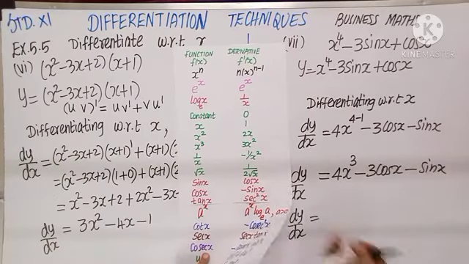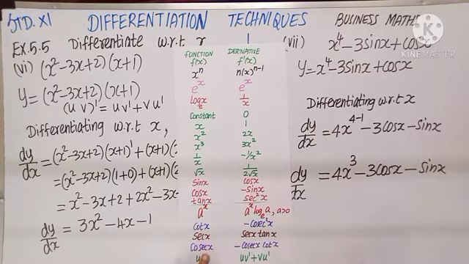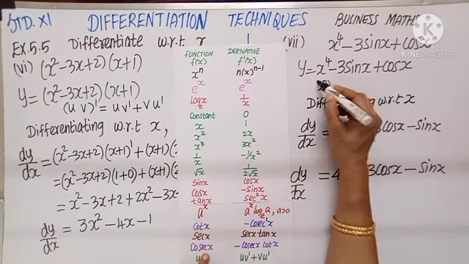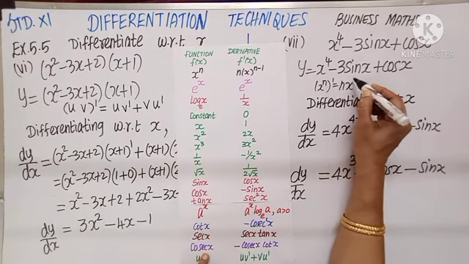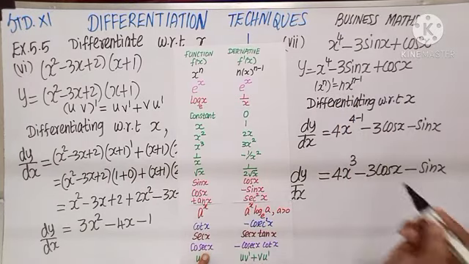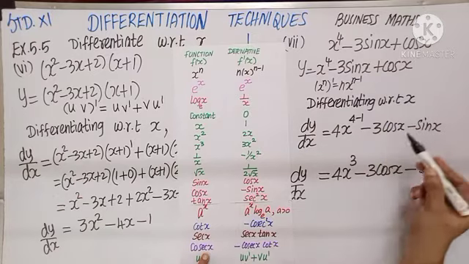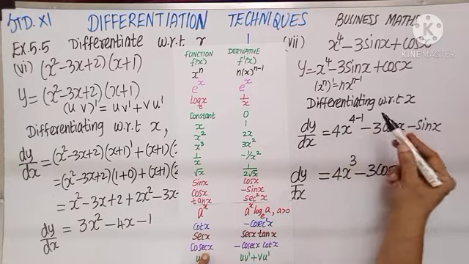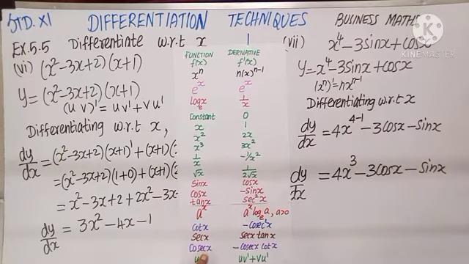So just a two-line answer is provided. You remember the formula for the x power n derivative, n x power n minus 1, and sin x becomes cos x, cos x becomes minus sin x whenever we differentiate.